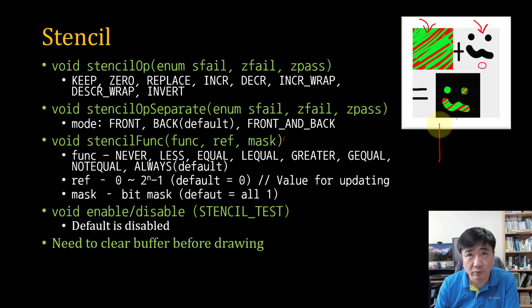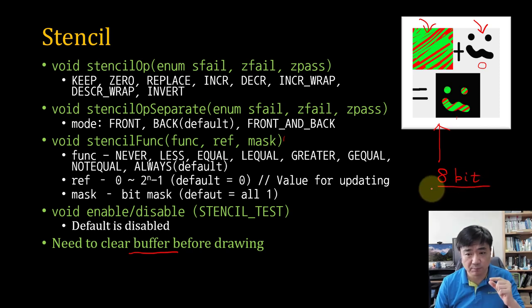First, to do that, we need a stencil buffer. The minimum requirement of OpenGL ES 2.0 and WebGL 1.0 is 8 bits. So some GPUs will have an 8-bit stencil buffer. Each pixel has 8-bit depth. And maybe some systems can have 16 bits, more than 8. So it is possible. So we need a buffer.